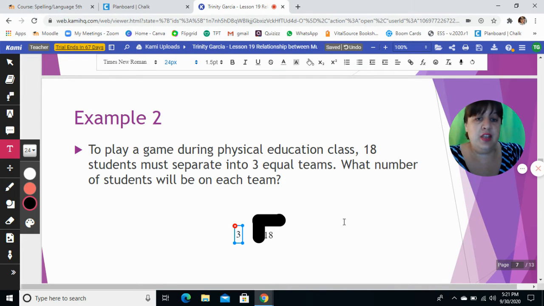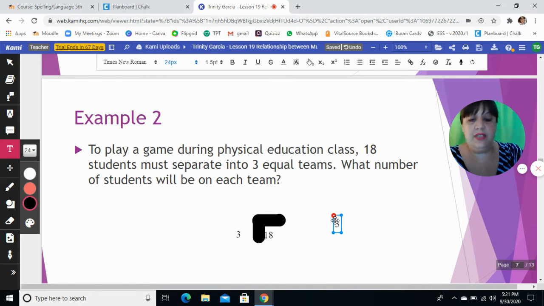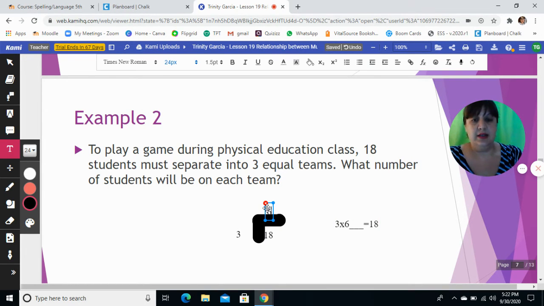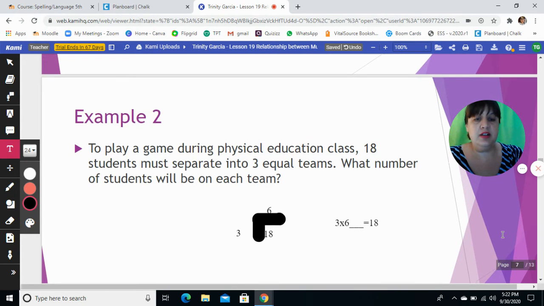To do that, we can use a multiplication problem again to help us, right? The way we do that is we say 3 times something equals 18. What times 3 equals 18? Can you remember in your multiplication facts? What times 3 equals 18? 6. Good. 3 times 6 equals 18. So then you would put the 6 up here on the top of your division box. Okay, so we can use multiplication to help us find the missing number in a division problem.